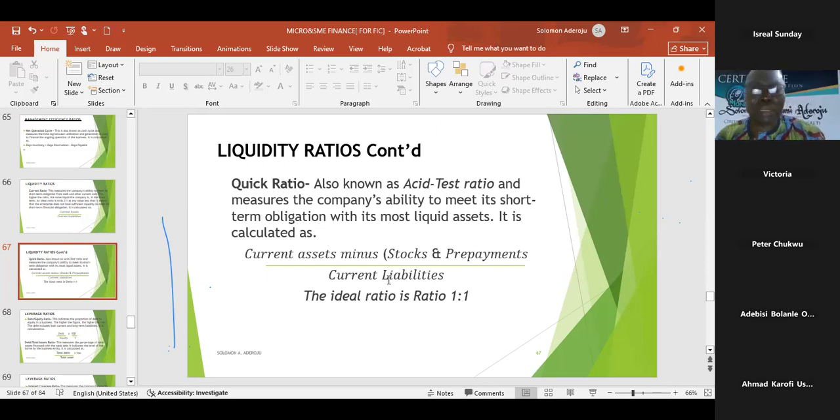Either the stock is not moving, it becomes stale, expired, obsolete. And they will still want to meet their short-term obligation. So we want to see the extent to which they can meet their short-term obligation without selling stock.